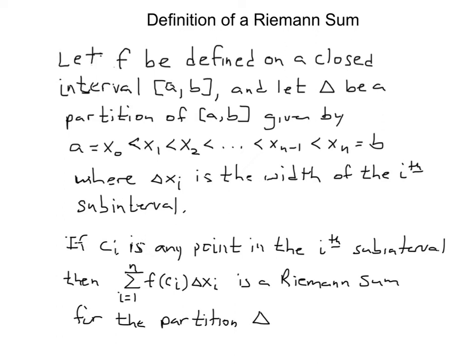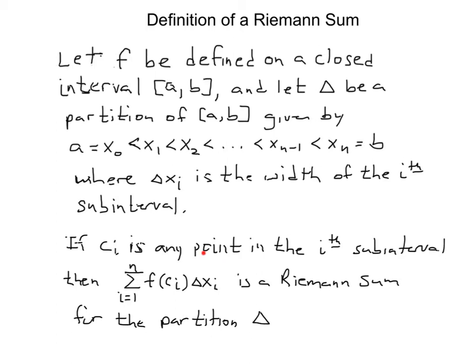Now, what we're going to have is the delta x sub i is going to be the width of the ith subinterval. So the distance when I look between any two consecutive x values from here, that's going to give me a delta x sub i. Now, c sub i is going to be a point in the ith subinterval. And then, when I take the sum as i equals 1 to n of f of c sub i times delta x sub i, that is called a Riemann sum for the partition capital delta.